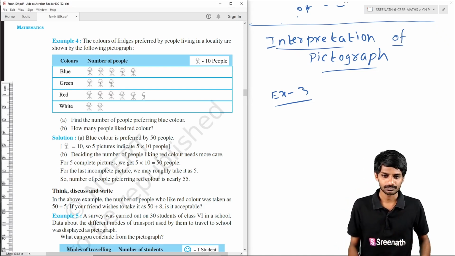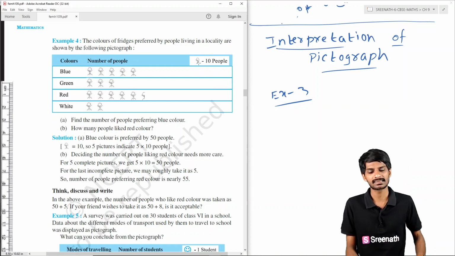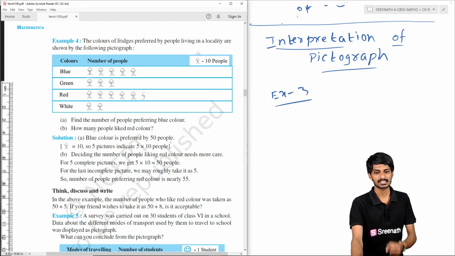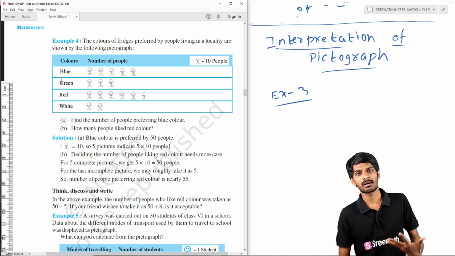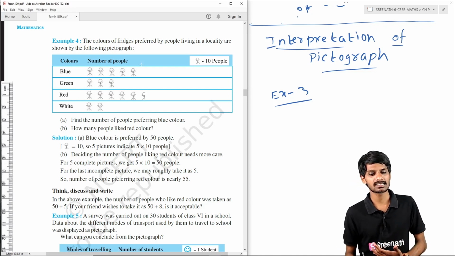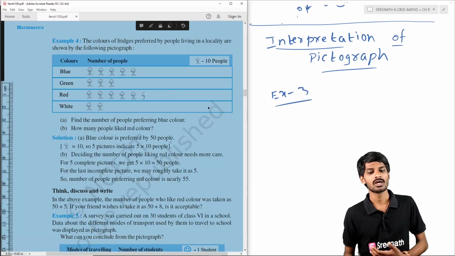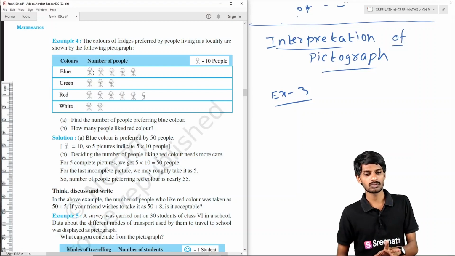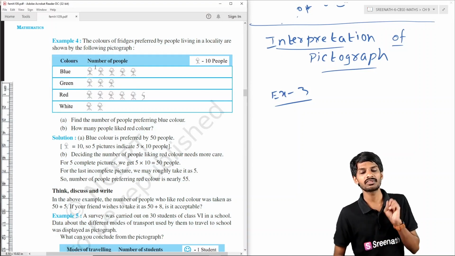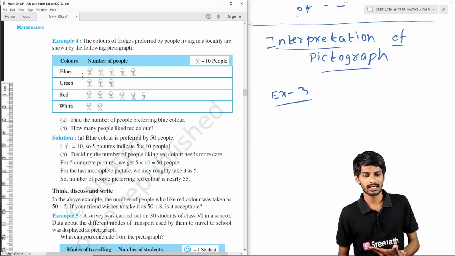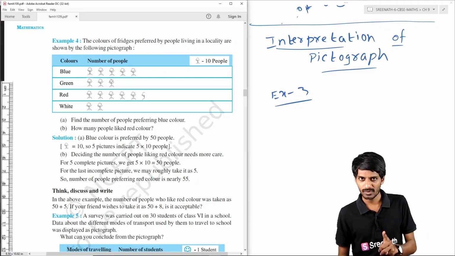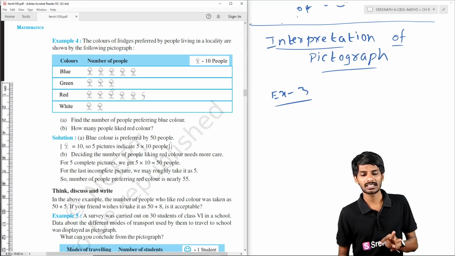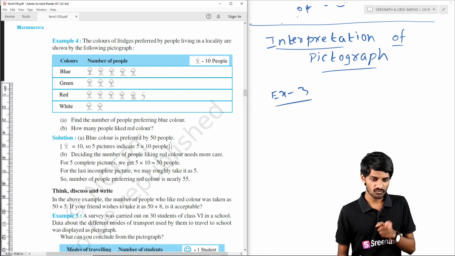Okay, so if there is a symbol like this, it represents 10 people. If you come to the blue, how many symbols are there? 1, 2, 3, 4, 5. Each picture represents 10 people, so 5 pictures means 50 people like the blue color. And here there are 3 pictures, each representing 10 people, so 30 people.